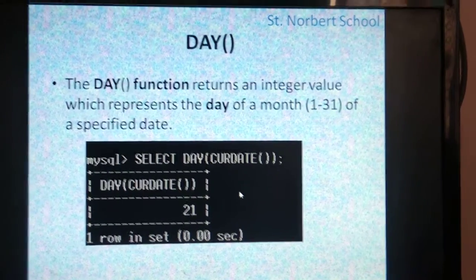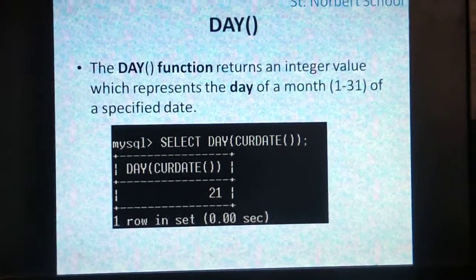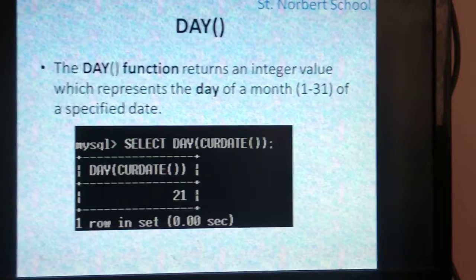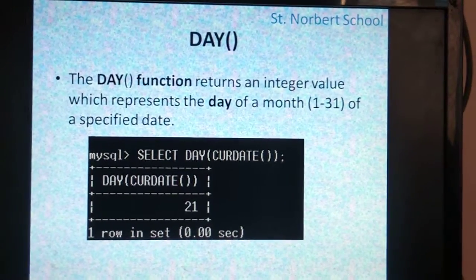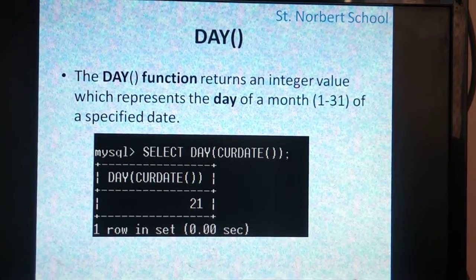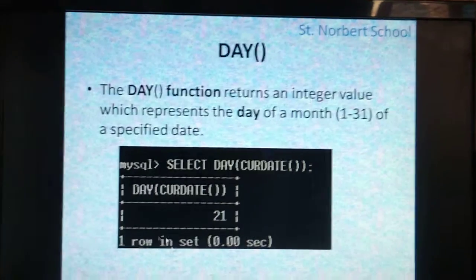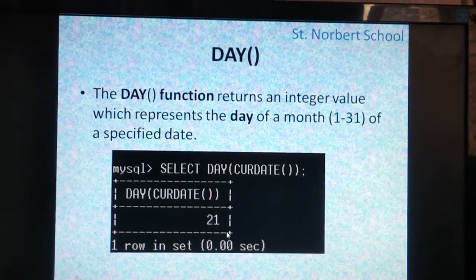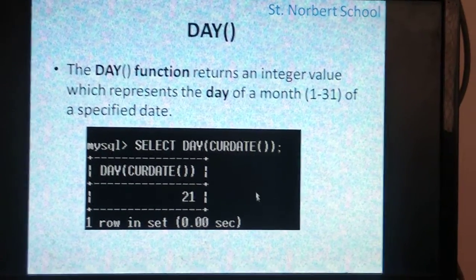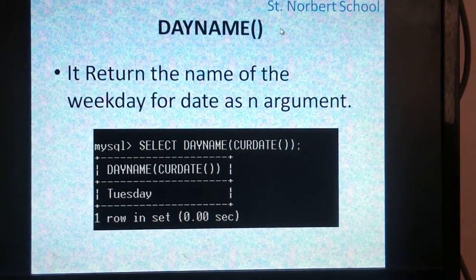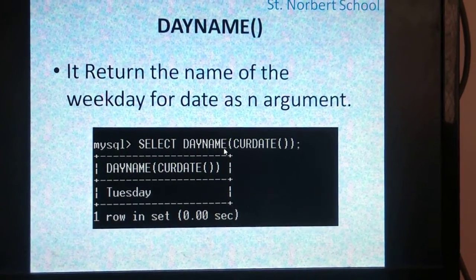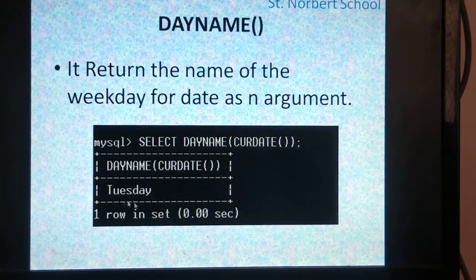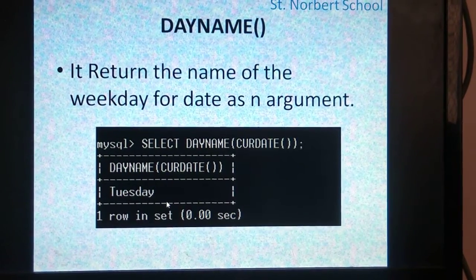The next is the DAY function. Students, the DAY function returns an integer value which represents a day of month, from 1 to 31, of a specified date. So DAY(CURRENT_DATE) will display 21. So it will display the day of month. Next is DAYNAME. The same, we can display the day name also with the help of the DAYNAME function. So DAYNAME displays the current day name, like today is Tuesday.